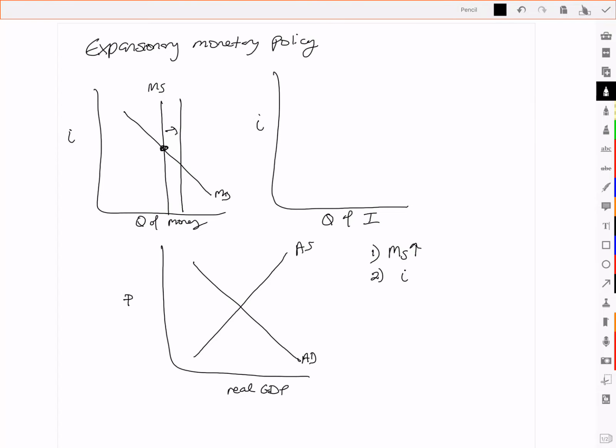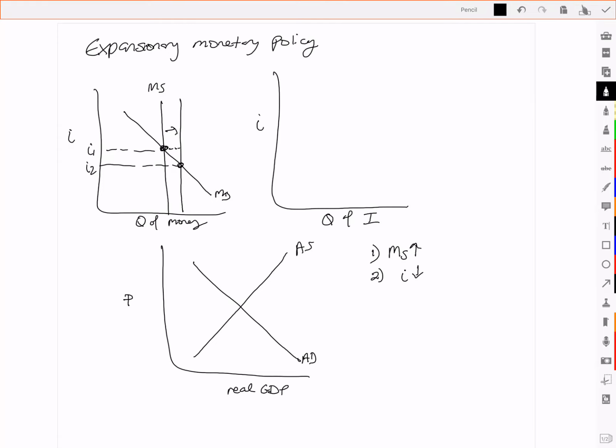Okay, according to our graph, we go from here, we'll call it I1, to here, I2. And we know this happens because that increase in money supply means that the quantity supplied is now more than the quantity demanded. We have more cash than we need, so we're going to buy bonds, and that's going to drive down our interest rates. So the interest rate goes down.